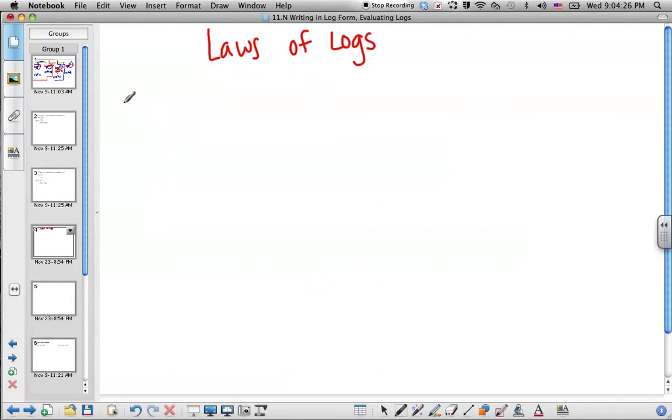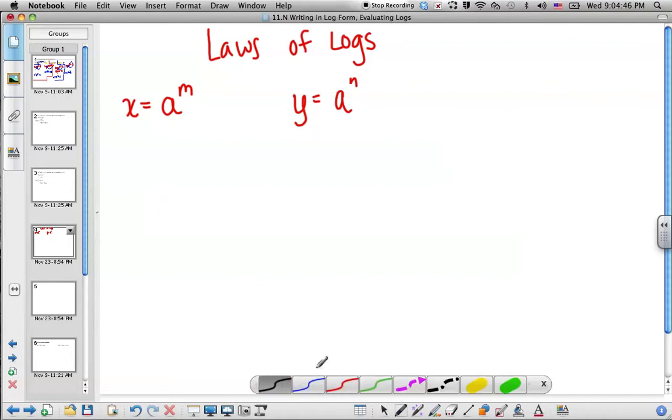I'm going to pick some variable x, and I'm going to say that variable x is equal to a to the m. So three variables in this equation. Then I'm also going to say that I have another variable y, and I'm going to set that one equal to a to the n power. So if we thought about it and practiced our skills, this is an exponent form. We could actually write this in log form.